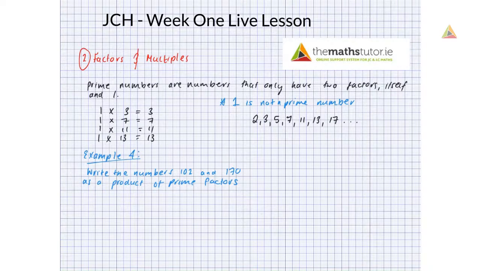So let's go back to the question for a minute. So look at 102 first. So the way you do this is you're going to see does the lowest prime number divide into it. So you're going to divide 2 into 102. When you divide 2 into 102, you get 51.